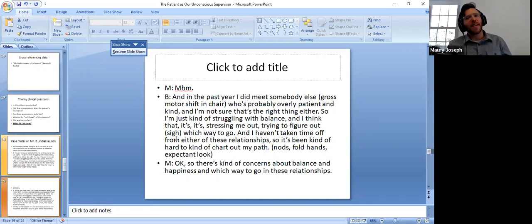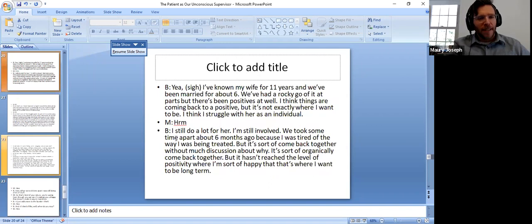It's not just a look. There's a clear signal, and those who have seen this tape have agreed with my assessment that it's an expectant look. Now, unconscious of this and responding in the socially appropriate way that I have been trained to respond to people, I immediately respond to this expectant look, this sort of pressure that I should speak. And I just make a summary comment, pretty innocuous. Okay, so there's concerns about balance and happiness and which way to go in these relationships. And he says, yeah. And then he sighs, right? So I've made a completely inert statement.